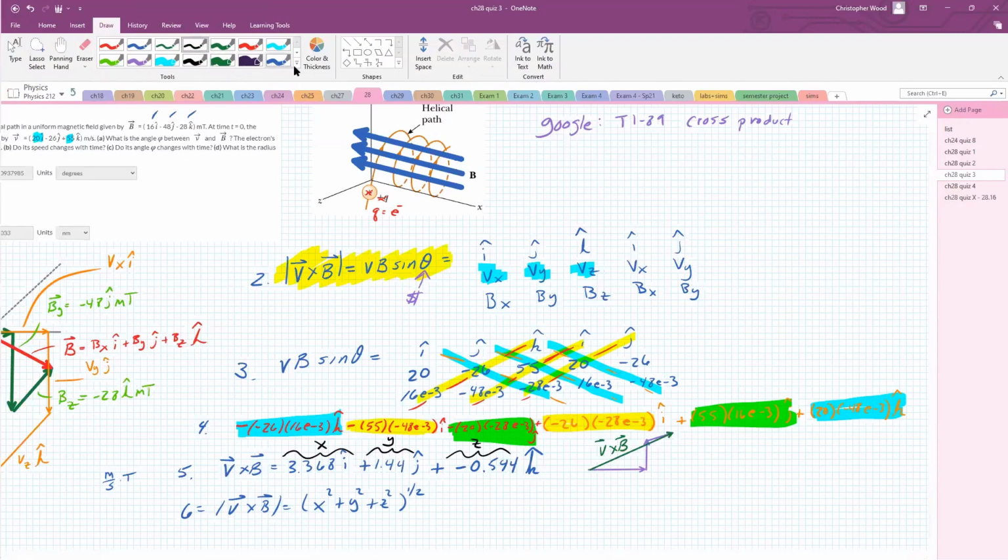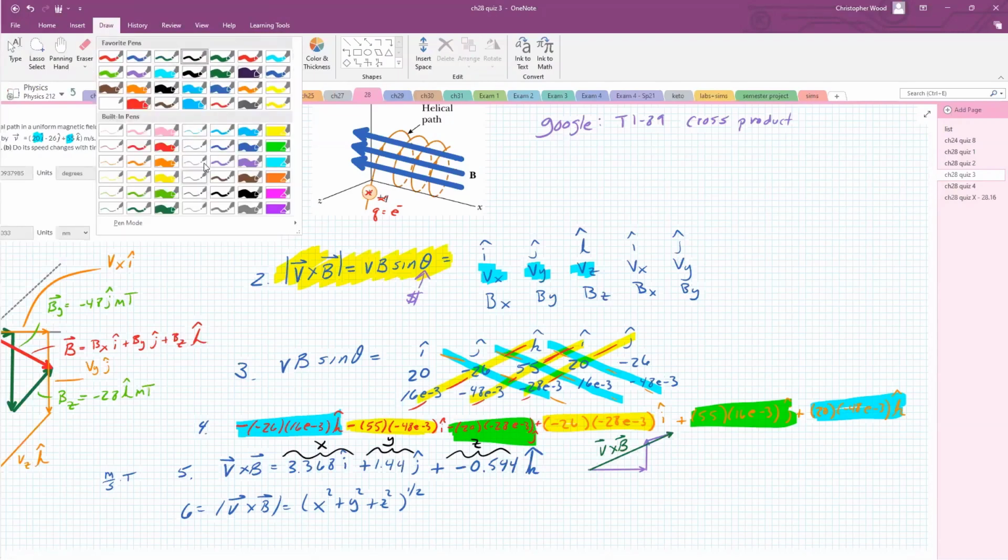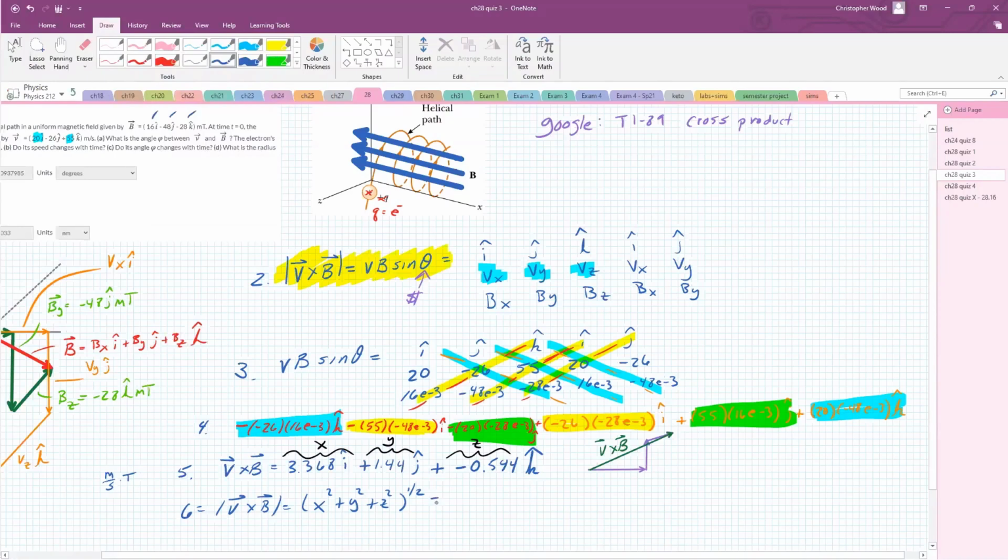So we're just doing the Pythagorean theorem to find the magnitude of this resultant vector. So let's do that. Squared. All right, 13 and some change. 13.71296. I'm just going to double check.